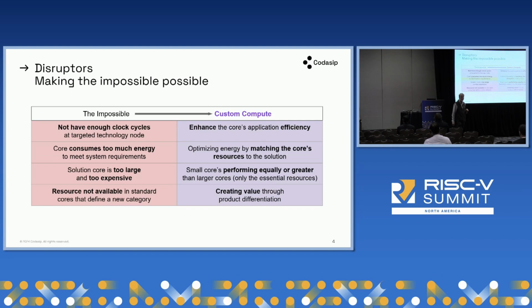Or another thing is my solution is too large, too expensive. A disruptor knows how to redesign the core, optimize it, and customize it for optimal performance. For example, using a small core to perform a larger core's function. Resources might not be available in a standard core, and I want to create a new category. For example, say some type of new security processor. So those are examples of what a disruptor has to do.